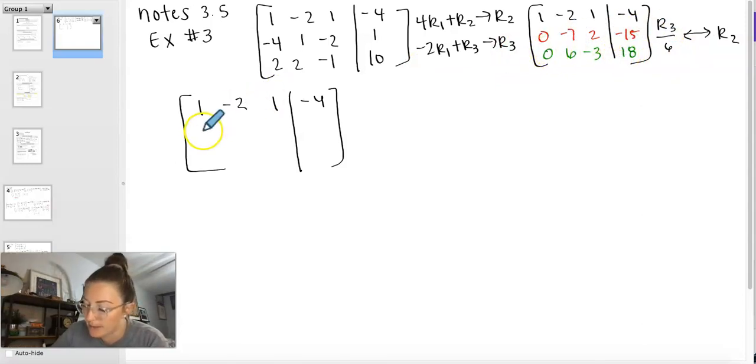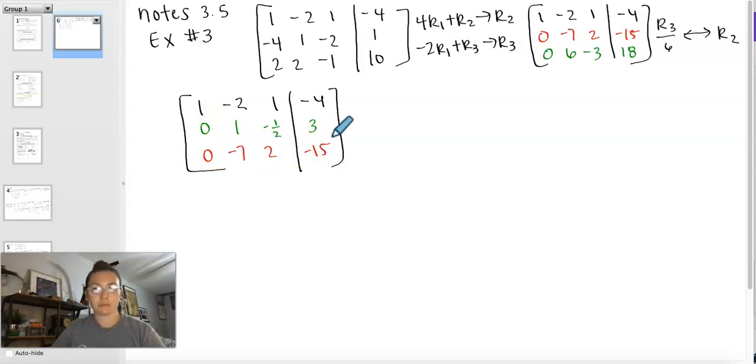So I'm going to get 0 divided by 6 is 0. 6 divided by 6 is 1. Negative 3 divided by 6 is negative 1/2. And 18 divided by 6 will give me 3. So again, it's not that bad. Is there a way to do this without fractions? I'm sure there is. This is just the way that my brain sees it, and that's why I go for it. You have to do what makes sense for you. Okay, and then row 2 is now going to become row 3, so we're just going to copy that down. So we get 0, negative 7, 2, negative 15.